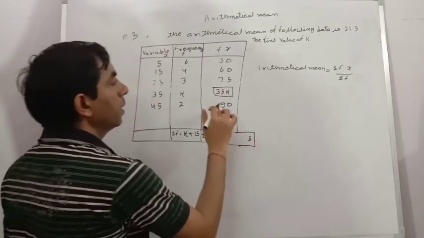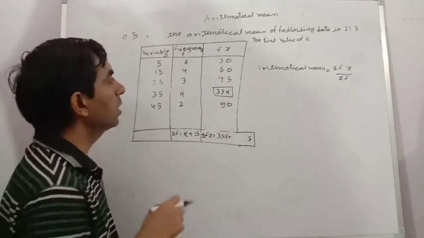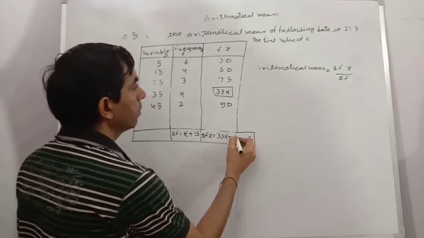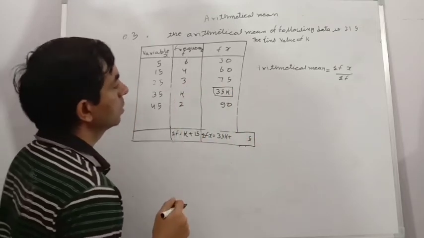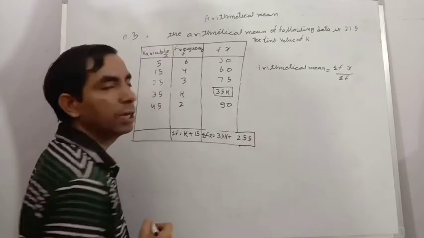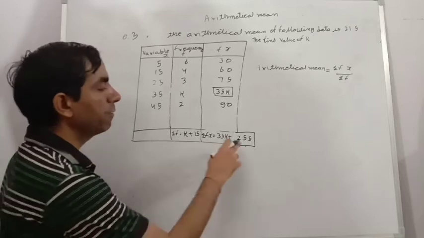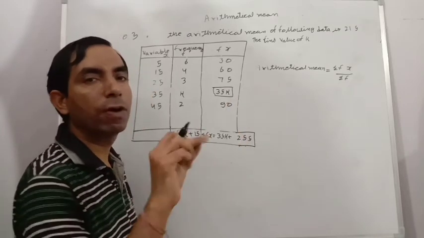is as it is, 9 and 7 is 16, 16 and 6 is 22, 22 and 3 is 25. So we get 255. So 35k plus 255.